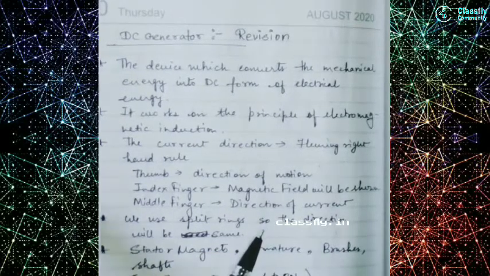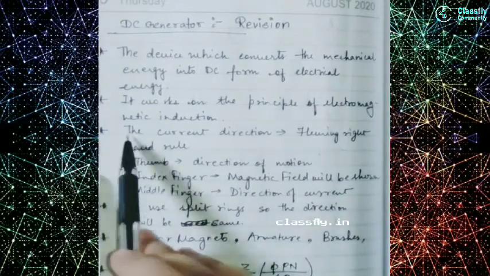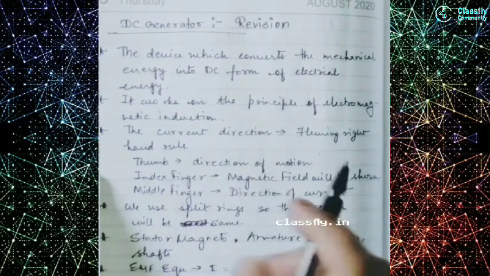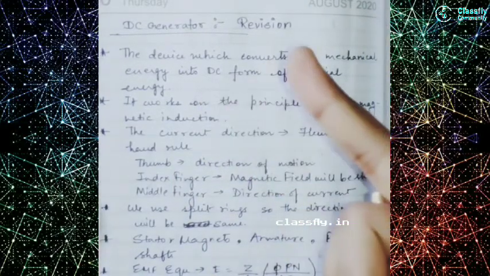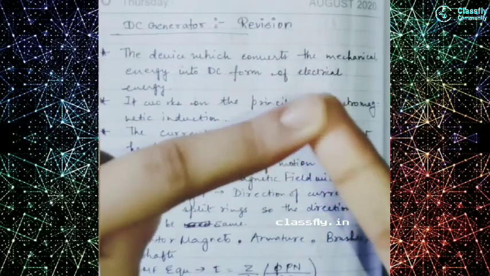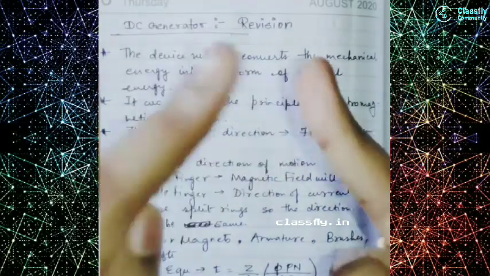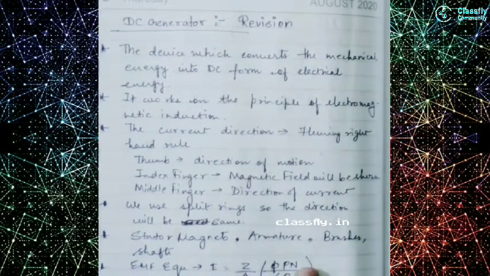So now if we see in which direction the current flows in a DC generator, we will use Fleming's right hand rule, which states that the thumb will indicate your direction of motion, whereas your index finger will indicate your magnetic field, and the middle finger will indicate your direction of the current. So if you remember, then it's very good.